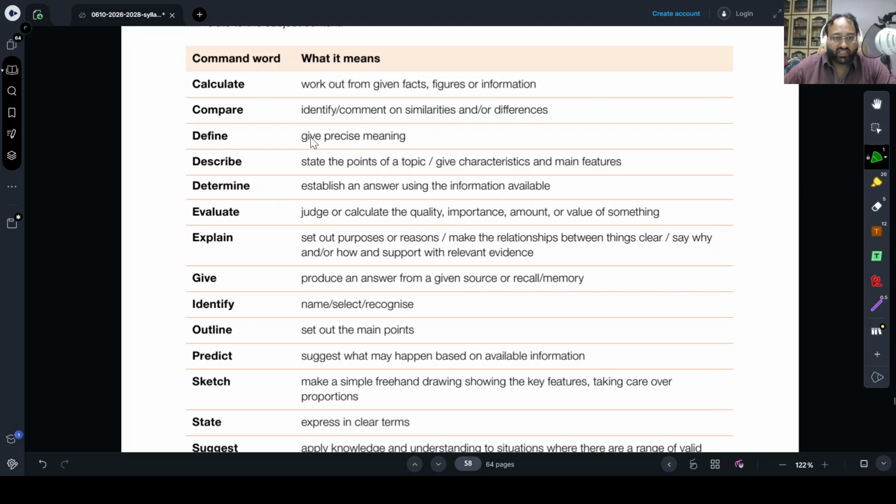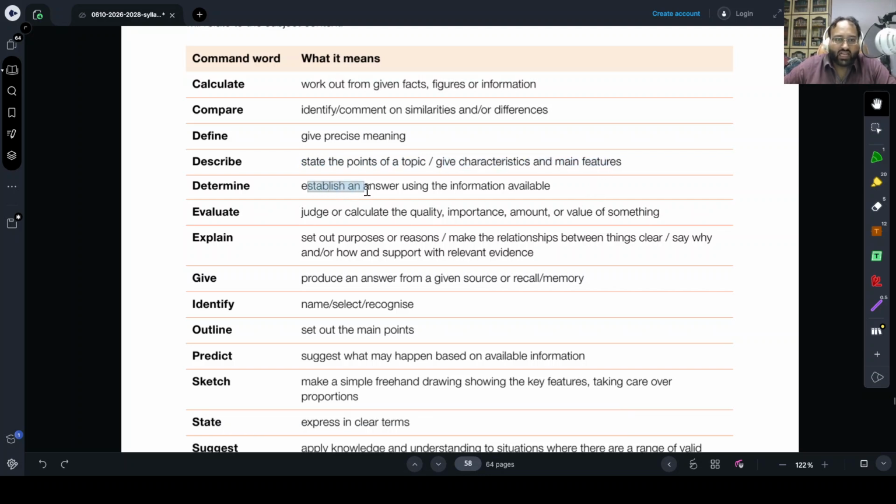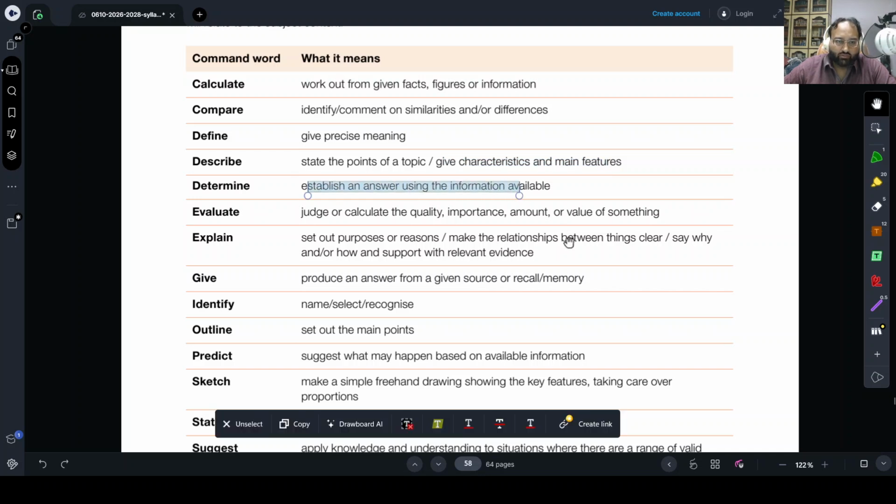Define, give precise meaning. If they're asking you to define something, you need to give precise meaning. Describe, state the main points of a topic, or give characteristics and main features. Determine, so establish an answer using information available. So they've given you a table and they're asking, determine what is happening. And so you're going to use the values in the table and then give your answer, or whatever other information that they're giving.